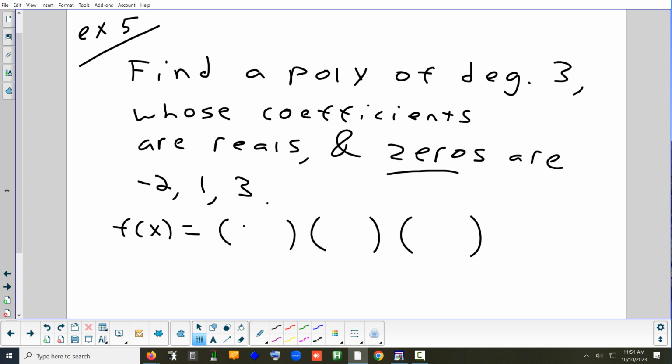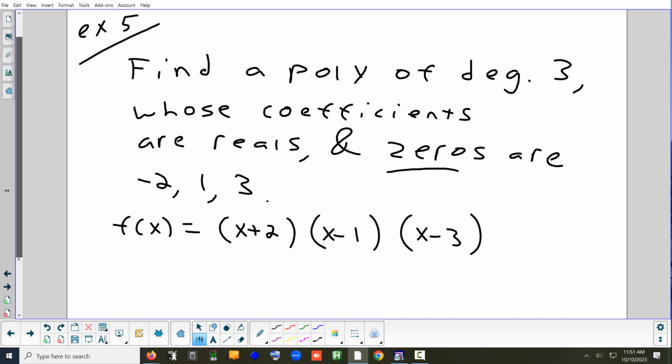x plus 2. Yeah, x plus 2. And what could you put as a factor here so that when you fill in 1, it gives you 0? x minus 1. Yep. So if 1 is a root, x minus 1 is a factor. And now the last one is 3 is a root. So what would be the factor there? x minus 3.